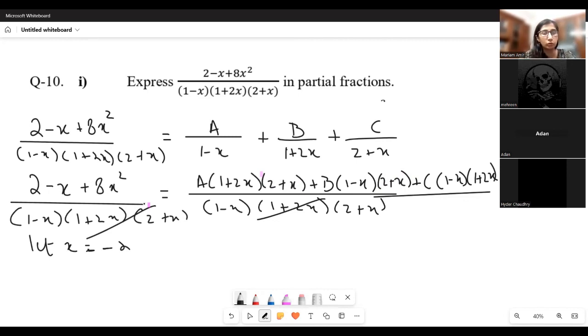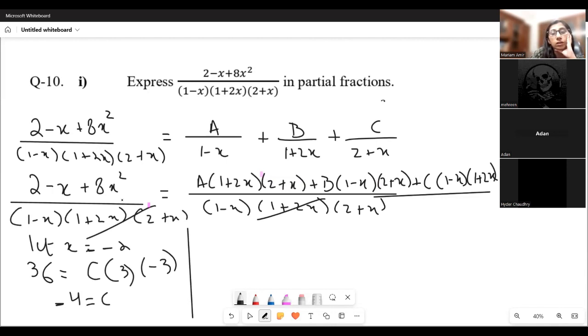Okay. So 2 plus 2 plus 8 times 2 square, that is 36, equals A gets multiplied with 0, B gets multiplied with 0, C gets multiplied with minus 3. 1 plus 2 is 3, and 1 minus 4 is minus 3. So we get C equals 36 upon minus 9, which is minus 4. That's correct.